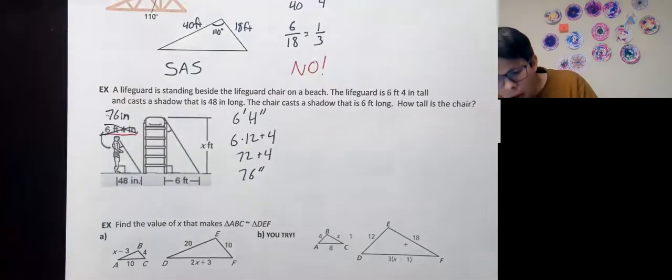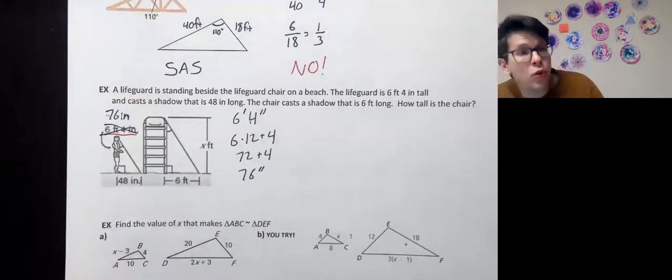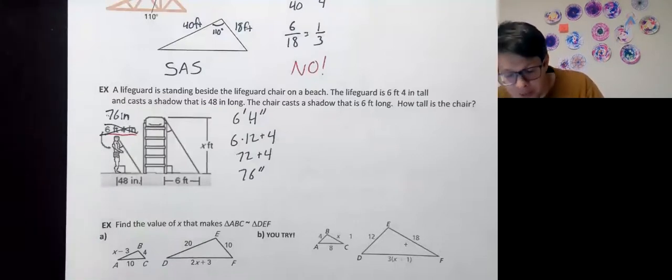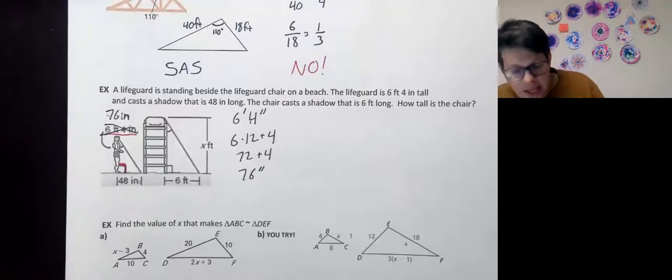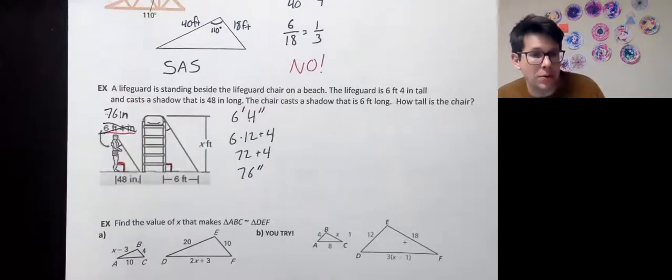I am going to be looking at side lengths here because that's how I'm going to determine my height. But the reason that I can look at side lengths and build these ratios is because these triangles are similar to each other. And this is an interesting fact. They're similar to each other because of angles. So if you look right here, the way that the lifeguard is standing on the beach and the way that the chair is constructed are going to be perpendicular to the ground. So we have a 90-degree angle in both of these triangles.